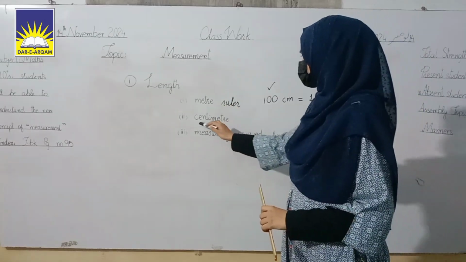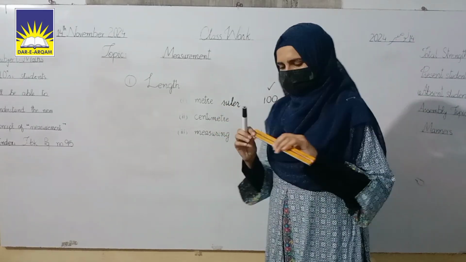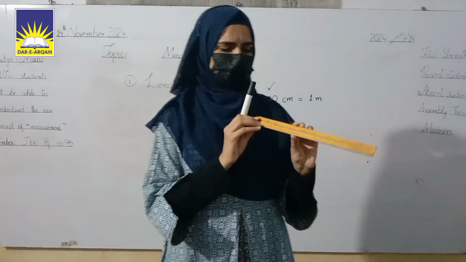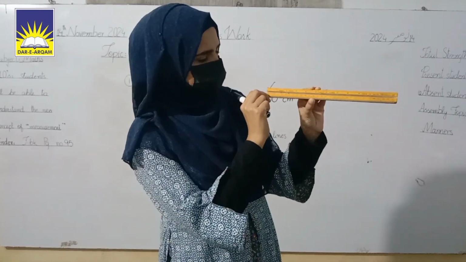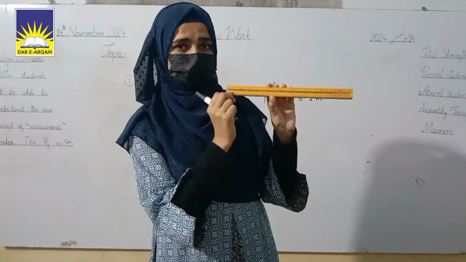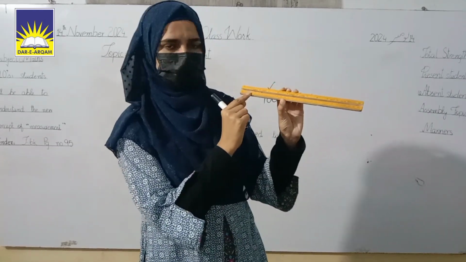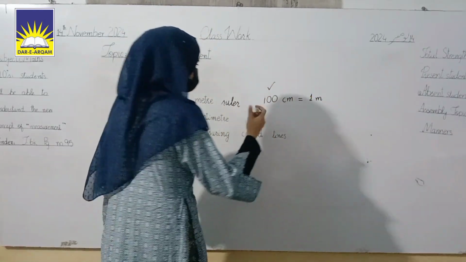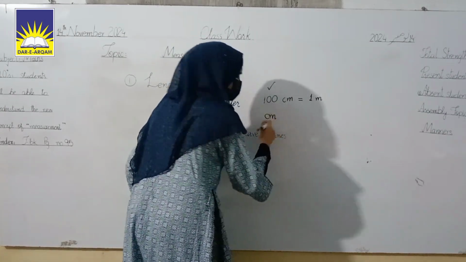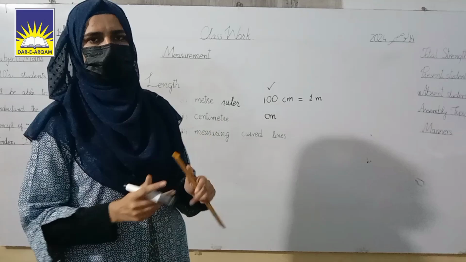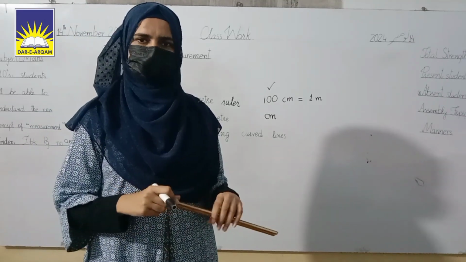Next, we will discuss the centimeter. Here is the scale in my hand. You all must know the scale, and then here is written cm. That means that denotes the centimeter. Here is the measuring of centimeter and we denote centimeter with the cm. Small letters of C and M.